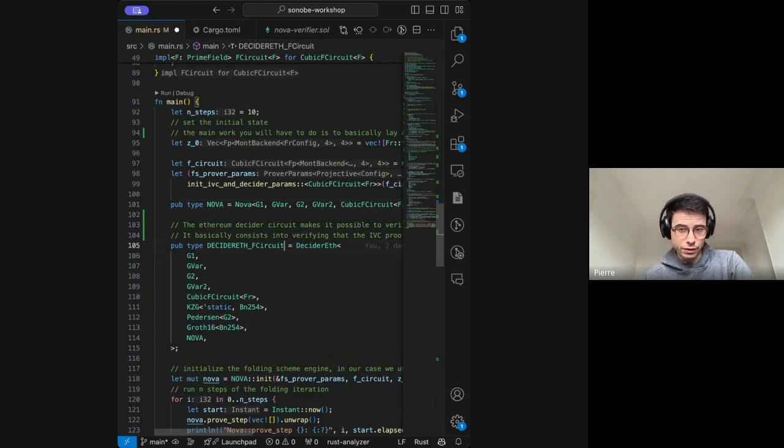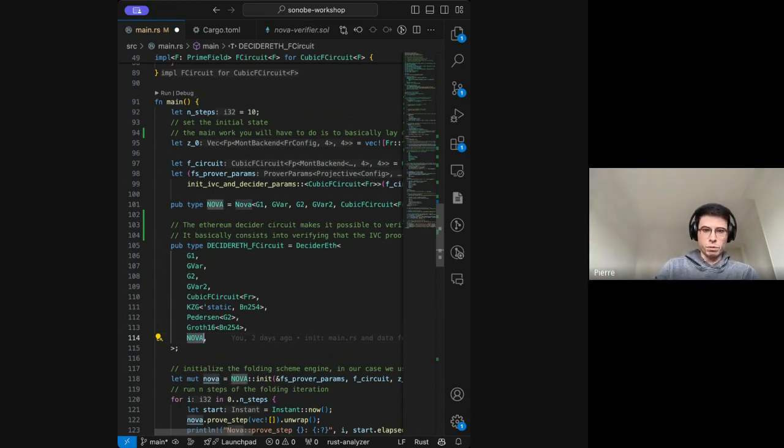For the final decider, we say that we want to use the Ethereum decider with basically almost the same parameters that we are running the IVC in, which makes sense. So BN254 Grumpkin, the same circuit, KZG and Pedersen. It's just that in the end, we will verify a final Groth16 proof because we know that it's going to land on chain. And this decider is going to be for the Nova IVC scheme.